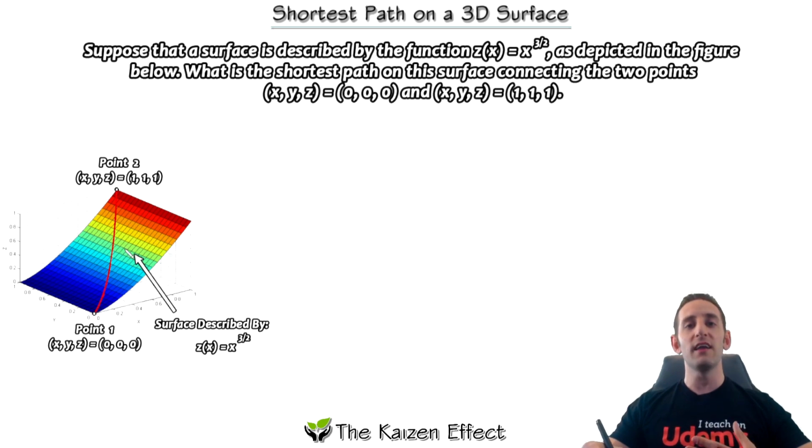So what I have done is I went into my favorite plotting program. I plotted up the three-dimensional surface that we're dealing with, which is z equal to x to the 3/2 right here. It's a nice graphic. And I've also plotted the line that we're trying to find. So we want to find the shortest path that is on this surface. So it has to be on the surface. That's number one. That's the first condition. And number two, the length of that curve on the surface has to be minimized, okay?